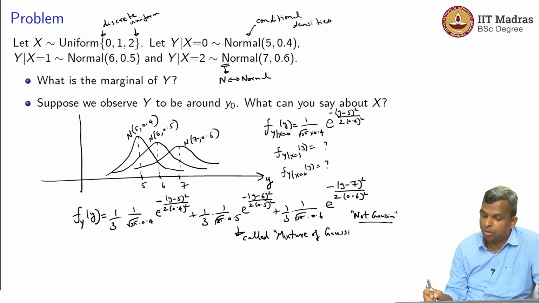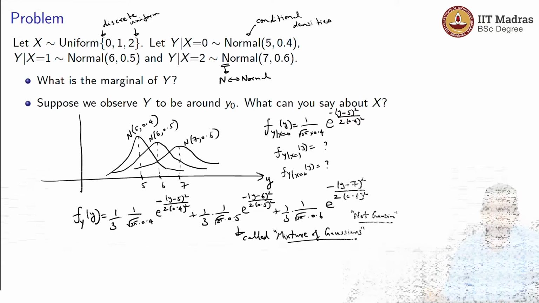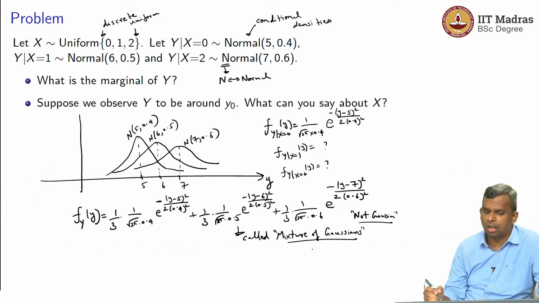Mixture of Gaussians, or Gaussian mixture, or mixture Gaussian. This is commonly used. It's actually quite a popular model. Gaussian mixtures are used quite often in practice. These end up being very popular.